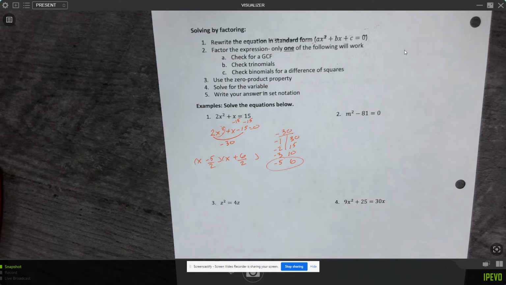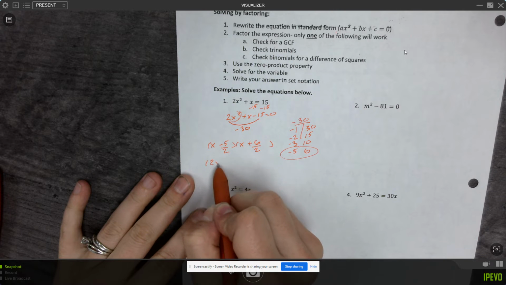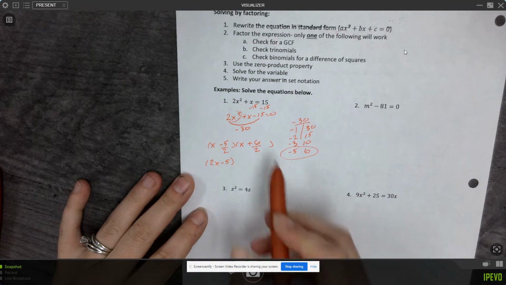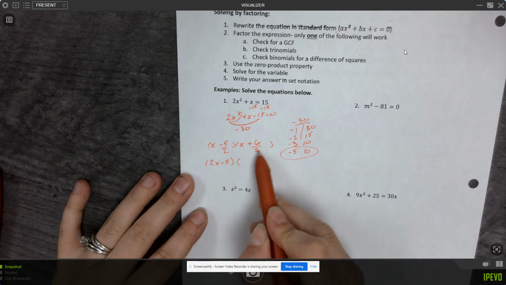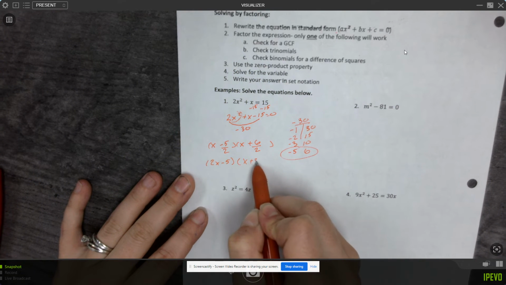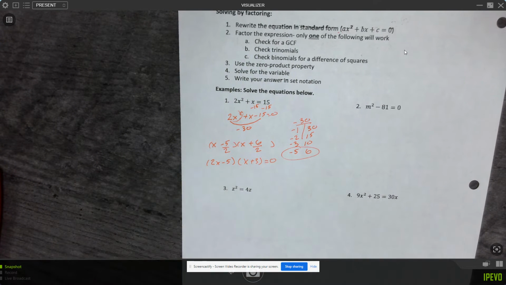If you have a fraction left at any point, you slide the denominator in front of your variable. So 5 divided by 2 does not divide, and it does not reduce. So I'm going to slide and put 2x minus 5. And in my other parenthesis, x, and then 6 divided by 2 is 3. And this is set equal to 0.